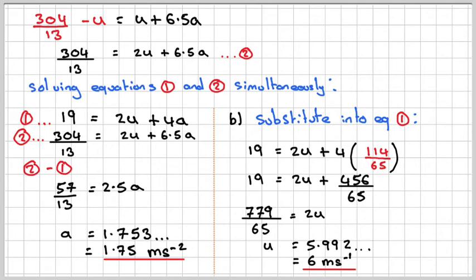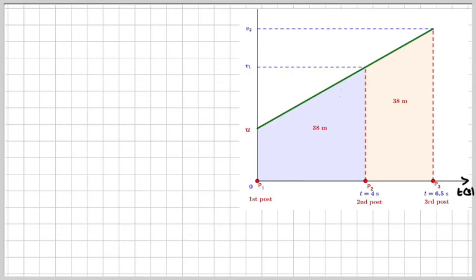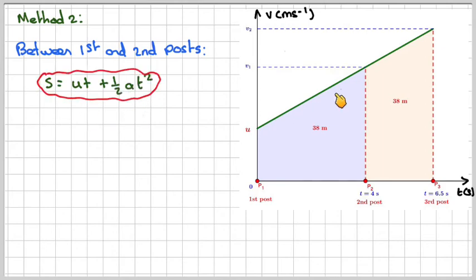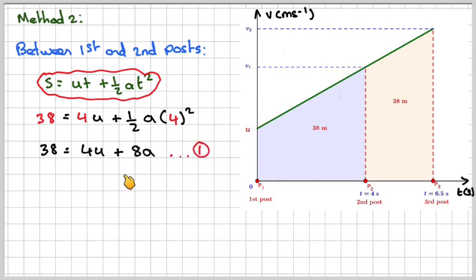That's method 1. Now method 2 makes the workings a little bit easier, because it just involves one SUVAT equation. Between posts 1 and 2, we're going to use the SUVAT equation s is equal to ut plus a half at squared. We can use a SUVAT equation because we've got constant acceleration. In the first case, between the first and the second post, we have 38 is equal to 4u plus a half a times 4 squared. So 38 will be equal to 4u plus 8a.